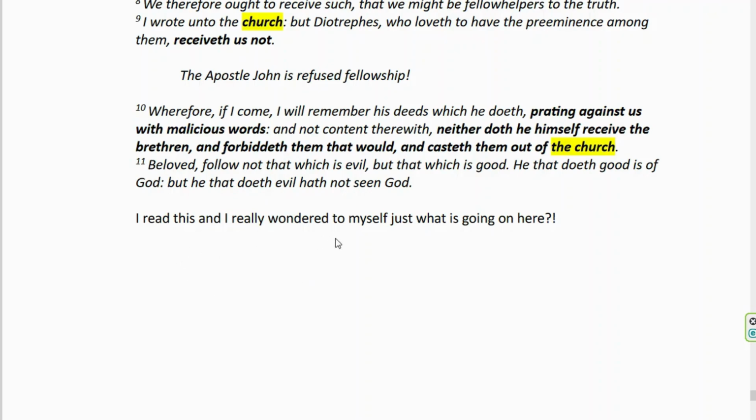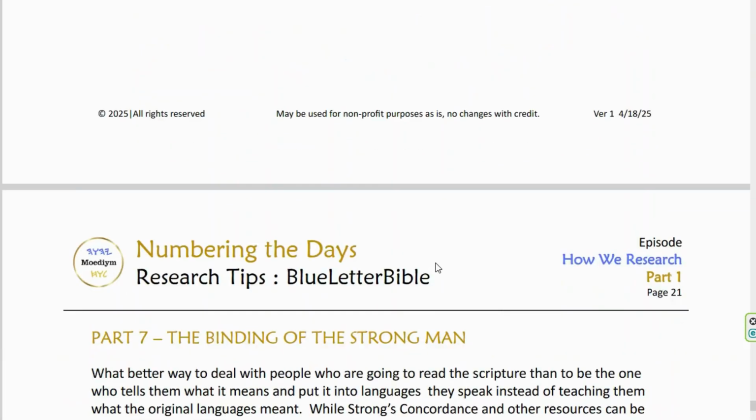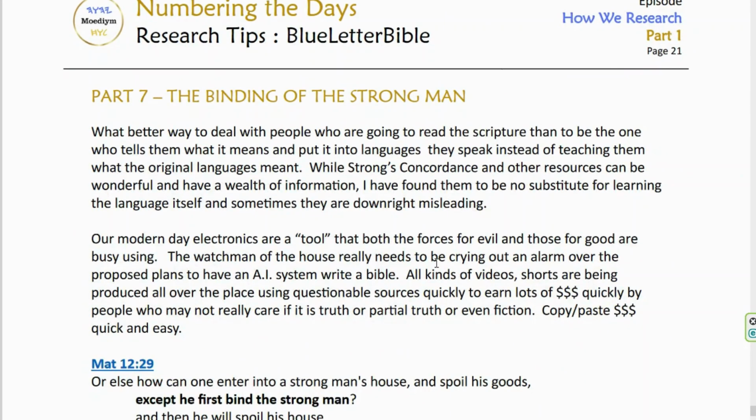I read this and I really wondered to myself just what is really going on here. To refuse the Apostle John fellowship in the church.